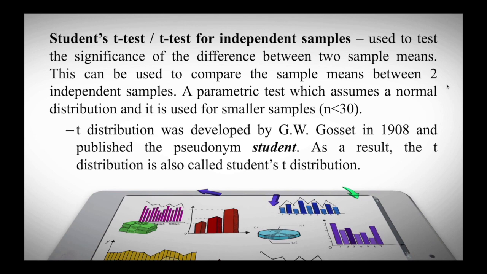Now, with regards to the name itself, T-distribution was actually developed by G.W. Gossett in 1908 and published under the pseudonym Student. Kaya, kinalaunan, yung T-distribution, tinawag na siya student's T-distribution because of the pseudonym Student by Gossett.